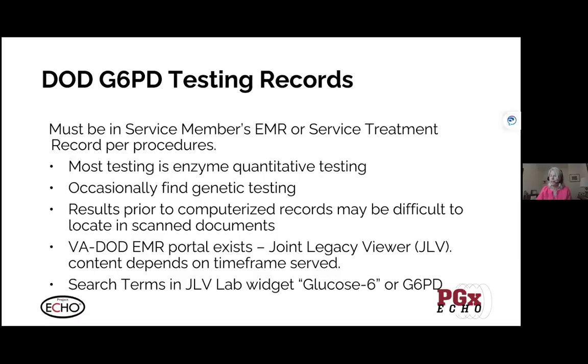And if you're working in a VA and ever looking for those G6PD lab results, if you're looking in the lab widget, I've found that doing a search for glucose-6 with the parentheses can be helpful, or searching for G6PD. But like I said, a lot of them aren't found in the lab widget because they're in scanned documents, because they were prior to the electronic medical record.